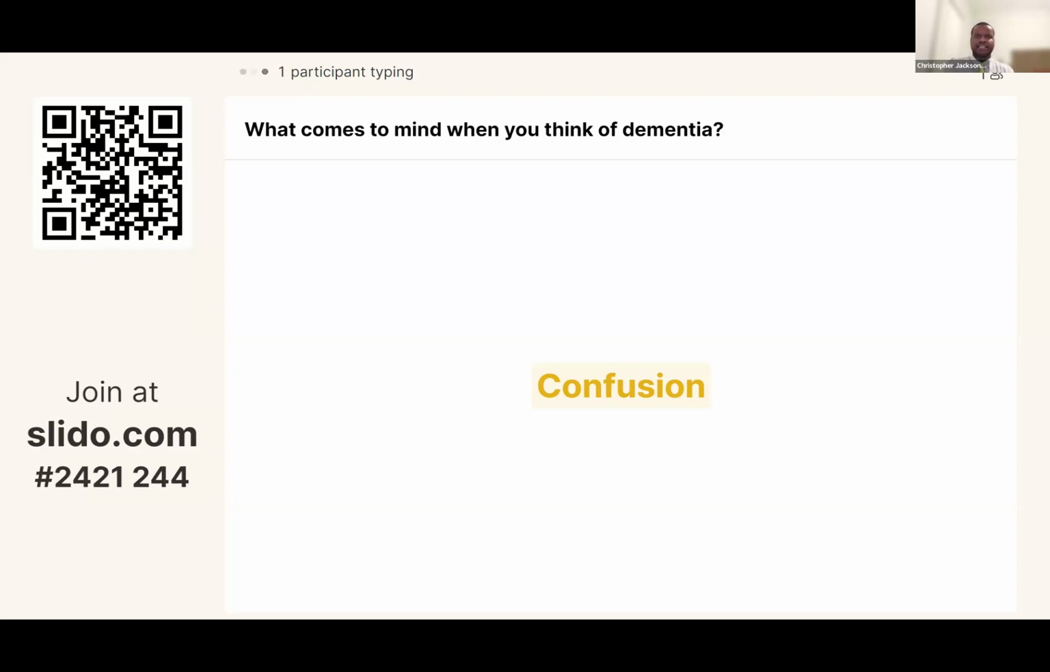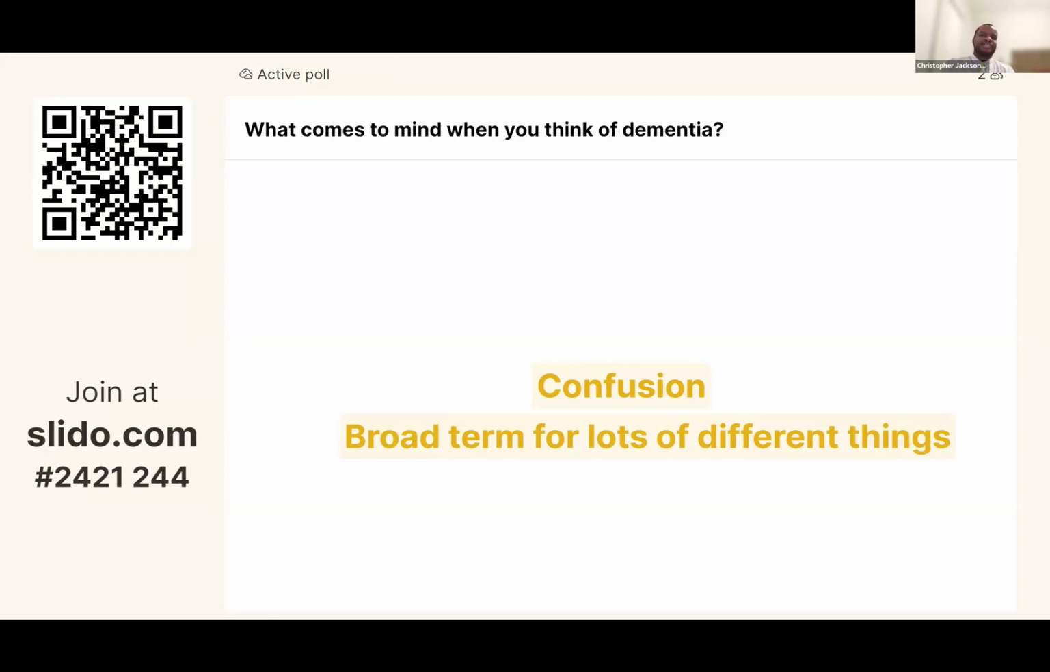Confusion definitely is one of the things that I think about a lot, and often is a nagging thing for patients and families. Ooh, I like that, a broad term for a lot of things. We will talk about trying to get specific, because there are both treatment considerations with that, but also prognostic considerations too. Give a few more seconds here. Confusion, a broad term for lots of things. Anything else come to mind when we say dementia?